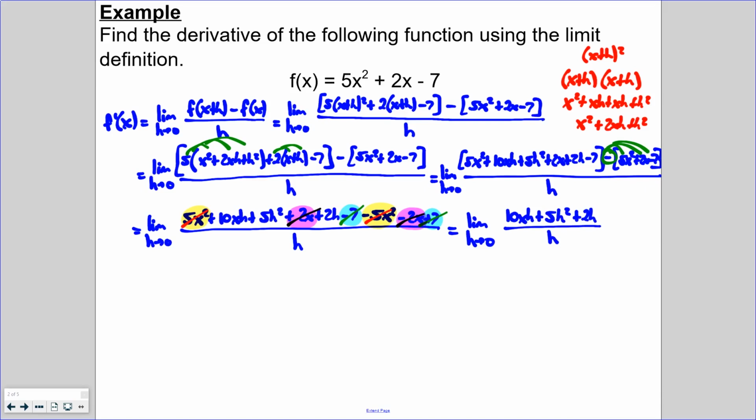Now, if we were to do direct substitution here, we would end up with 0 over 0, which means that we need to factor something out. And hopefully we can see that each of our terms in the numerator has an h in it, so that means that we can factor that h out, leaving us with the limit as h approaches 0 of h times the quantity 10x plus 5h plus 2, and that's all over h. Then, since we have a factor in the numerator and a factor in the denominator, those will cancel out, leaving us with the limit as h approaches 0 of 10x plus 5h plus 2.